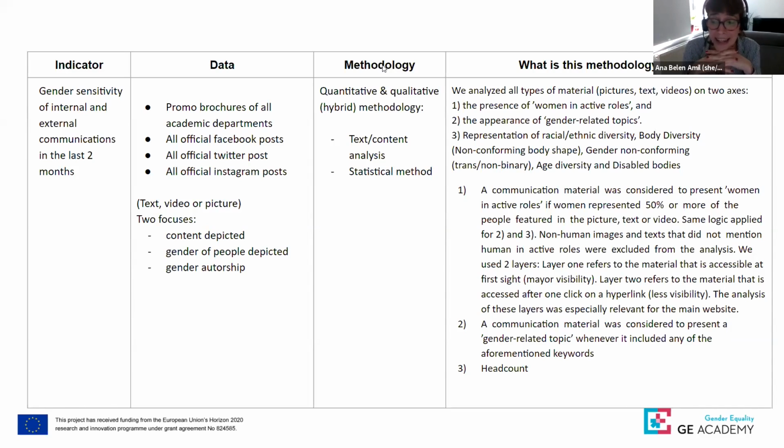And we even analyzed this in 2 layers. Layer 1 represents the material that is accessible at first sight, with major visibility, so the front page of our website, for example. And layer 2 refers to the material that is accessed after 1 click or a hyperlink, which gives less visibility. So you can see it's a very, very complex analysis. The communication material was considered to present a gender-related topic whenever it included any of the 45 keywords that I told you before. And for the gender of the author of that piece of news or that post, we basically used head count. That was pretty much it.